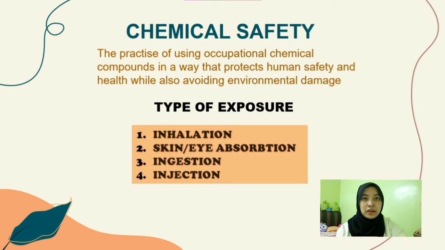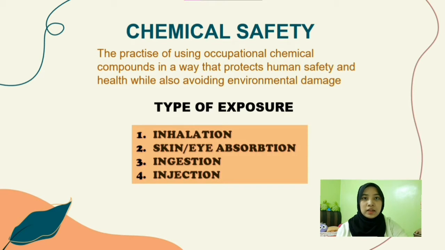First is inhalation. Chemicals that take the form of gas and vapor are easily inhaled. These chemicals can be absorbed into the respiratory tract and can head into the bloodstream and organs. Second is skin or eye absorption. Chemical contact with skin can result in mild dermatitis or a rash.